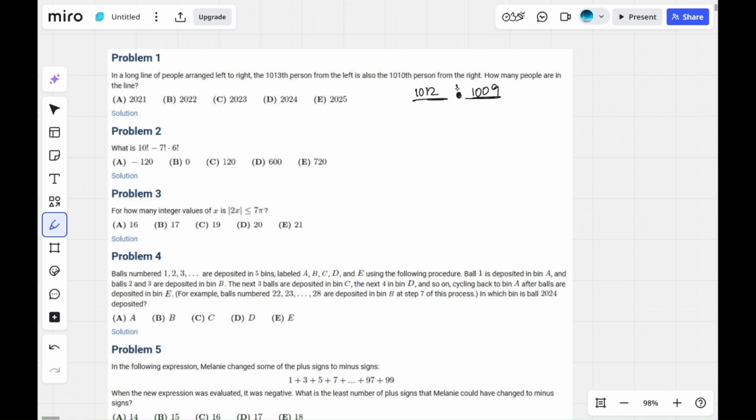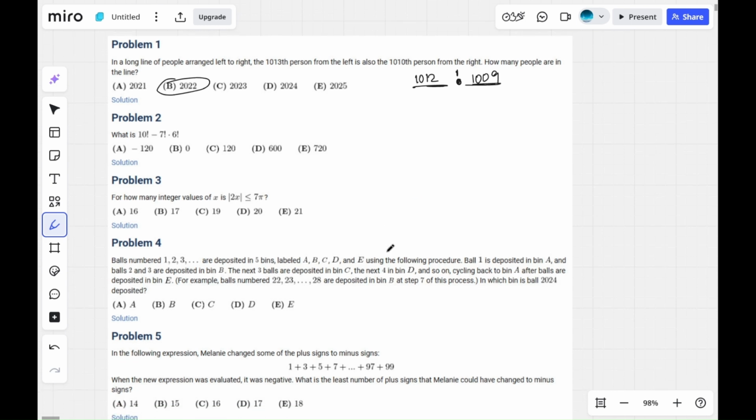So this person counts for one person in the line, and there are a total of 1012 plus 1 plus 1009. So this is equal to 2022, so our answer is B. Okay.